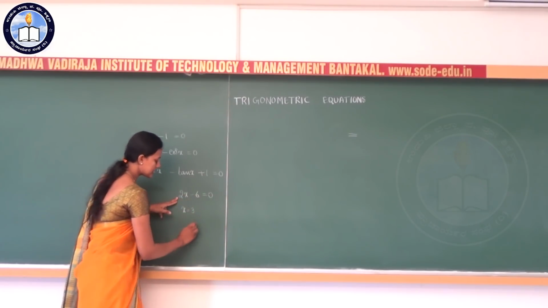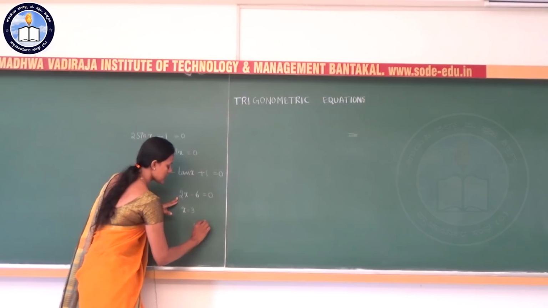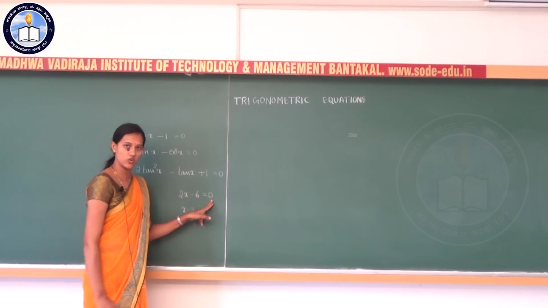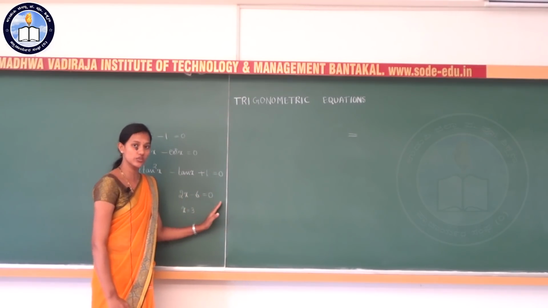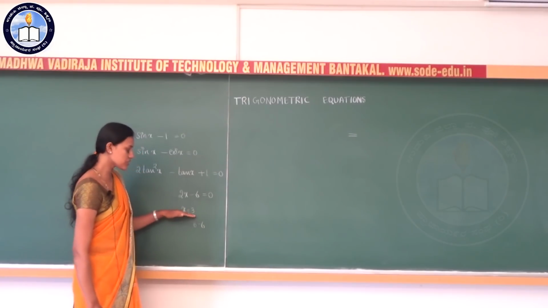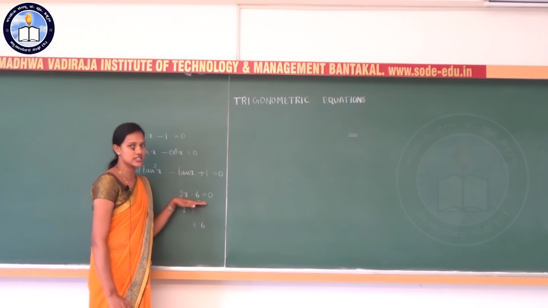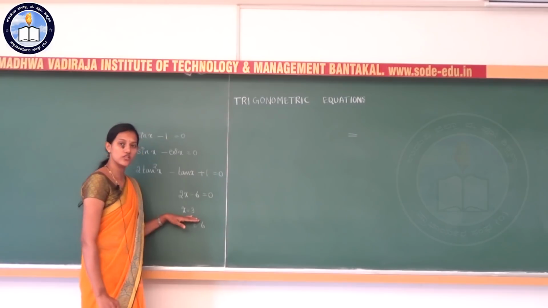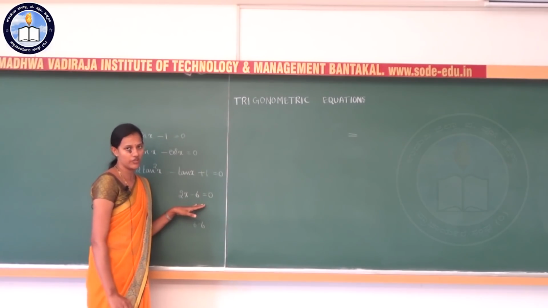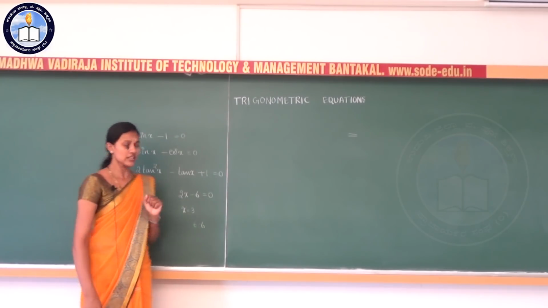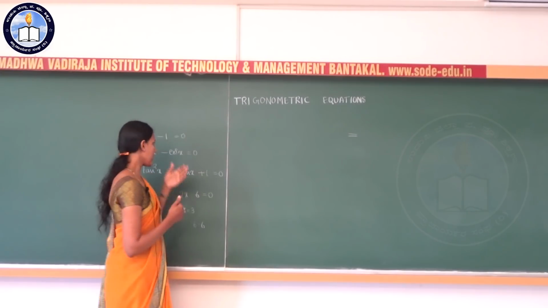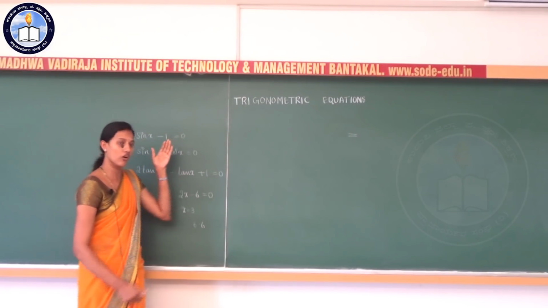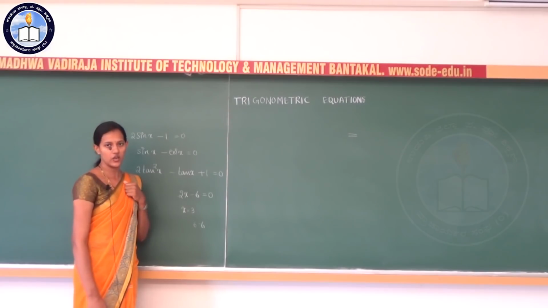2 into 3, that is 6, minus 6, which is 0. LHS is equal to RHS. So, x is equal to 3 satisfies the equation. So, x is equal to 3 is the solution of the equation. Similarly, we would like to find the solution of trigonometric equations.